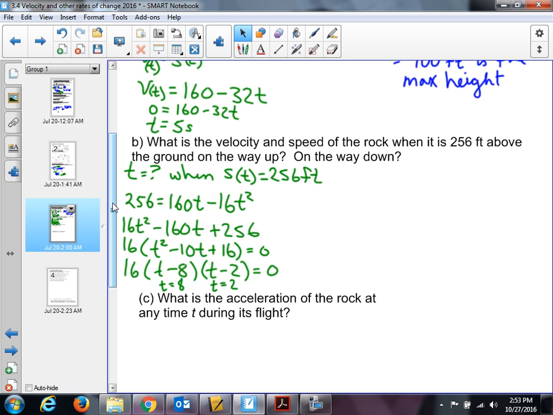So, what is the velocity and the speed of the rock? We've got to use the velocity function, right? So v of 2 first. You can do this in your head probably. 160 minus 64 is 96. And that's positive 96, right? And it should be positive on the way up, at 2 seconds. And this is in units of feet per second.